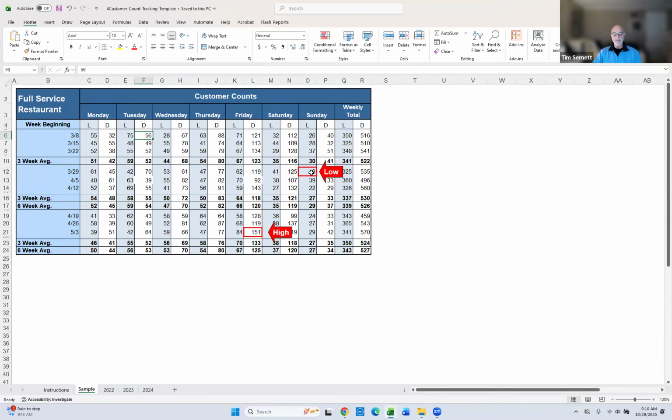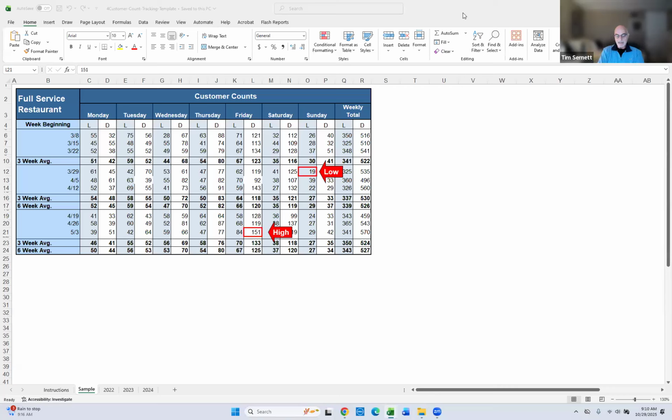And then it starts to build out a 3-week average and a 6-week average. And you can start to identify the low points. Sunday lunch is a low point. Friday dinner is a high point. And exactly what is the customer count for that day, so you can start to look at this schedule, which we started to build from last week's training, and identify how many people do I need in each of these shifts if the average customer counts are at these levels.